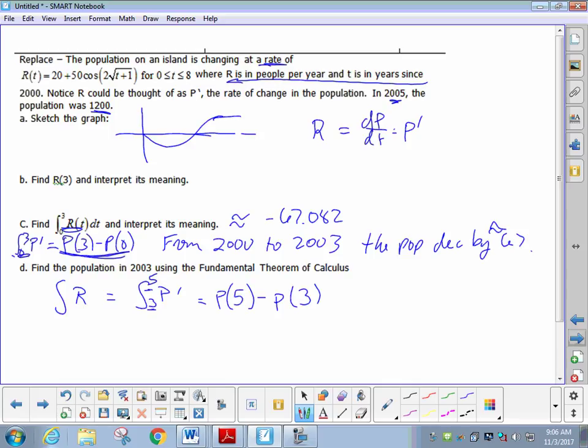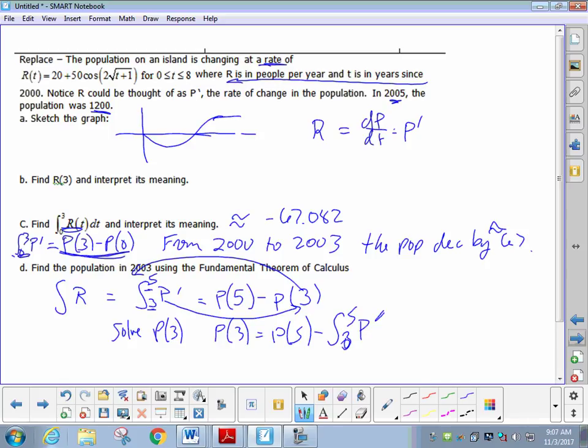If I then solve for P3, or the population at 2003, I like to think of it as this going here and this switching back. So it's population 5 minus the integral from 3 to 5. That makes sense. I have a later point, so I'm going to take that population that was later and take away the change that happened to get how much I had earlier before the change happened.